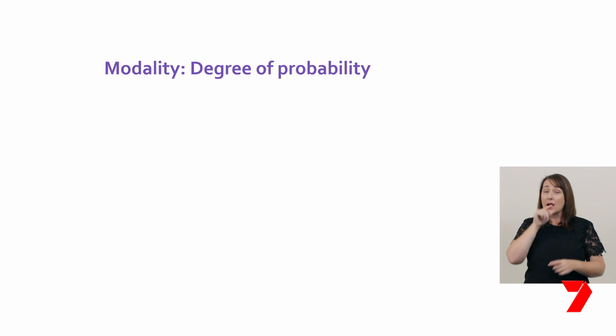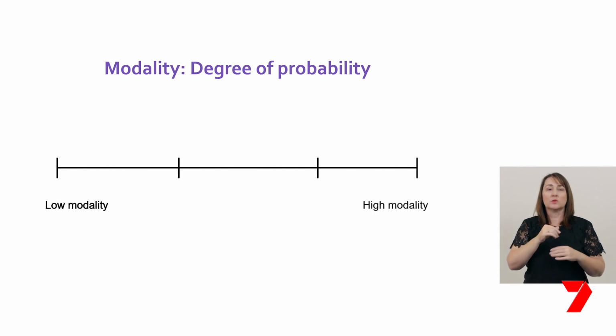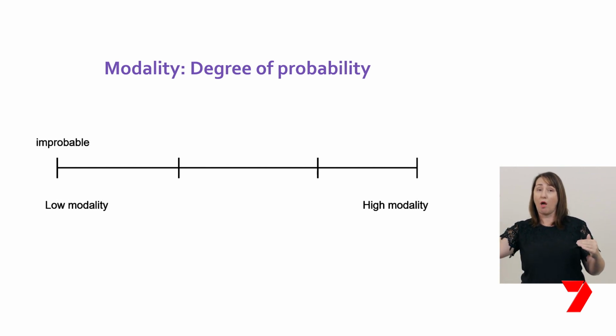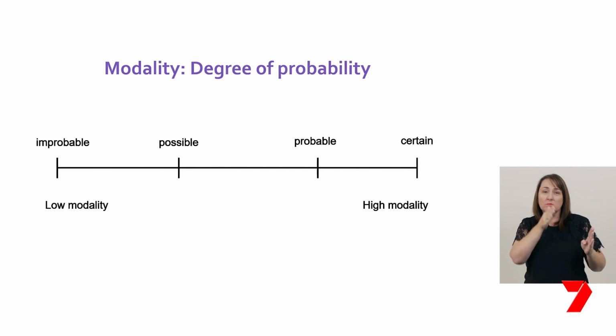When we think about modality, we can also think about degrees of probability. This means how likely something is. Going from low modality to high modality, we have the words improbable, which means that something most likely won't happen, to possible to probable, which means it probably will happen, to certain. Why do you think an author would use modality to influence their reader?